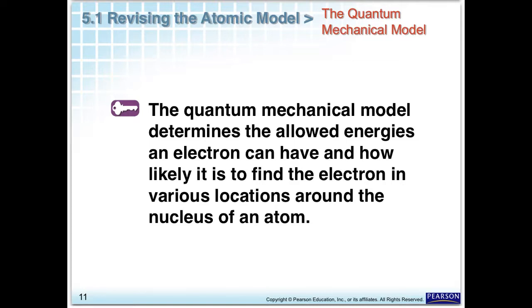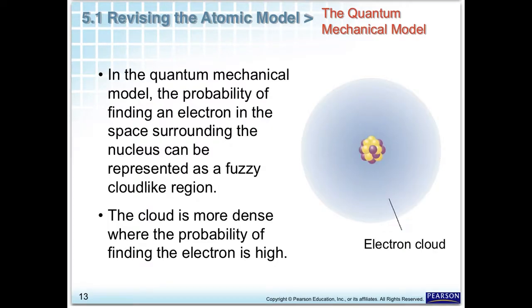So the quantum mechanical model tells us the energy that an electron is allowed to have and where it is likely to be found in various locations around the nucleus. In the current quantum mechanical model, we talk about where we find an electron in terms of an electron cloud. It is the region around the nucleus where you can find the electron, and it's more like a fuzzy cloud. It's more dense where we have a high probability of finding an electron. So it's more of a blurry region, with no defined set locations.